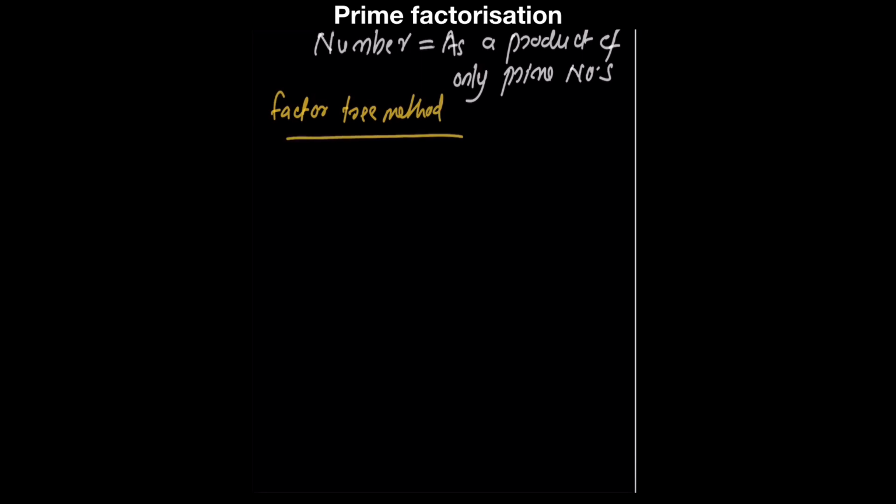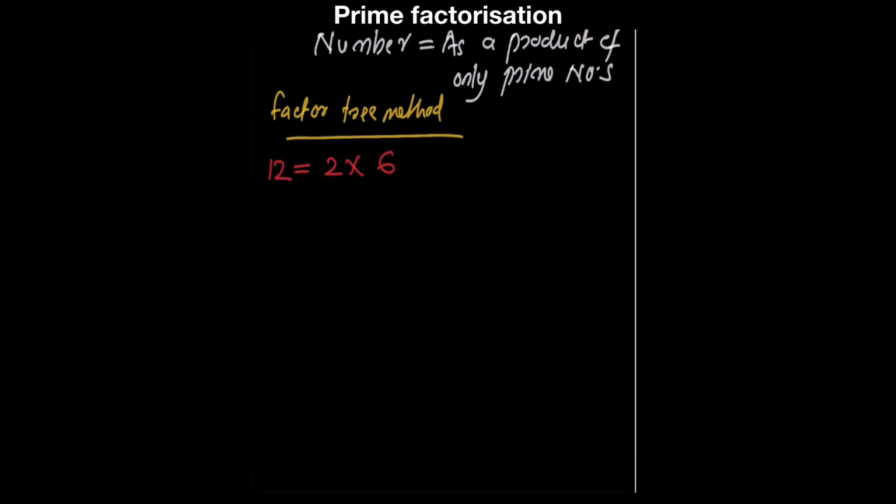In the factor tree method, we repeatedly factorize a number until we get the factors as prime numbers. Let's understand this with the help of an example. Consider the number 12. First, write one of its factors, for example, 2 into 6.